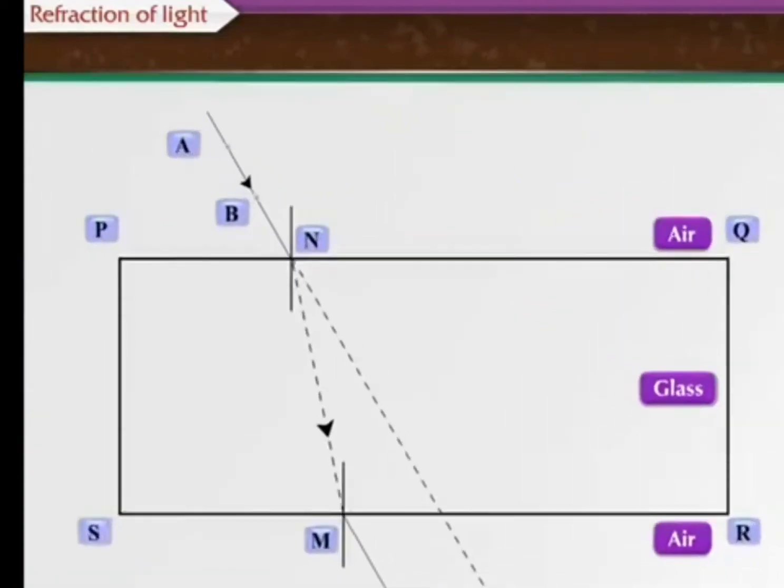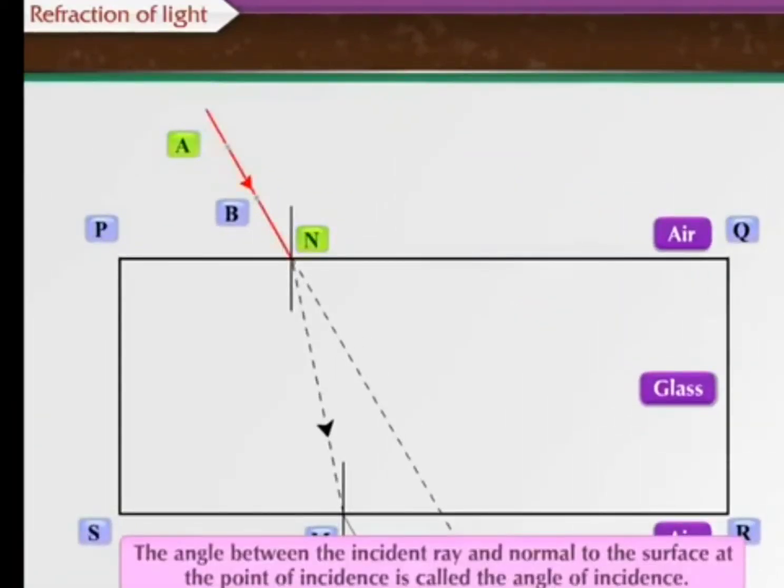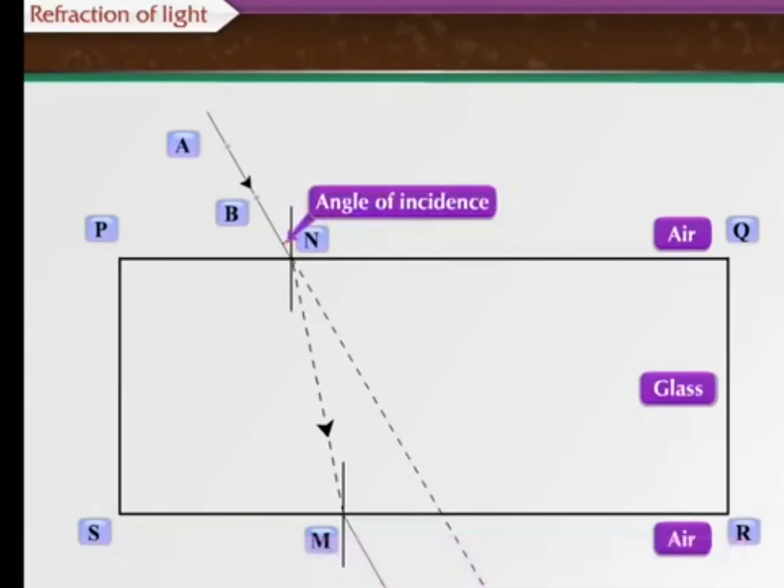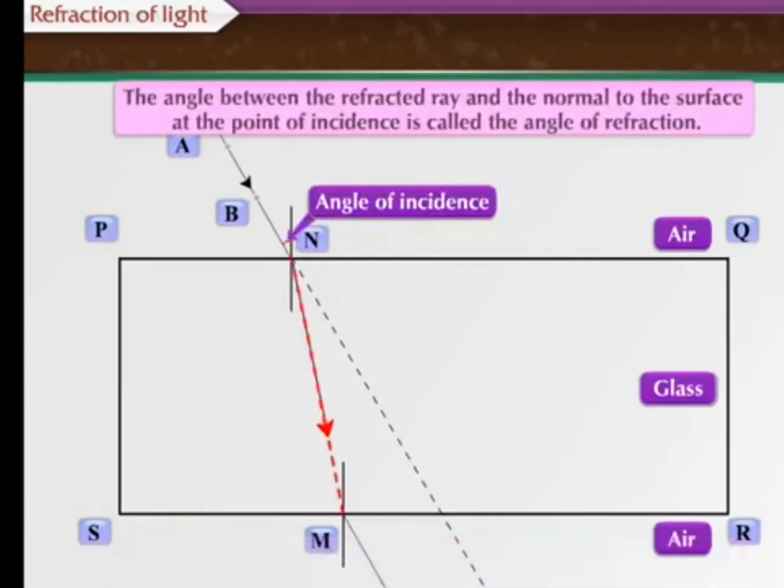The angle between the incident ray and normal to the surface at the point of incidence is called the angle of incidence, whereas the angle between the refracted ray and the normal to the surface at the point of incidence is called the angle of refraction.